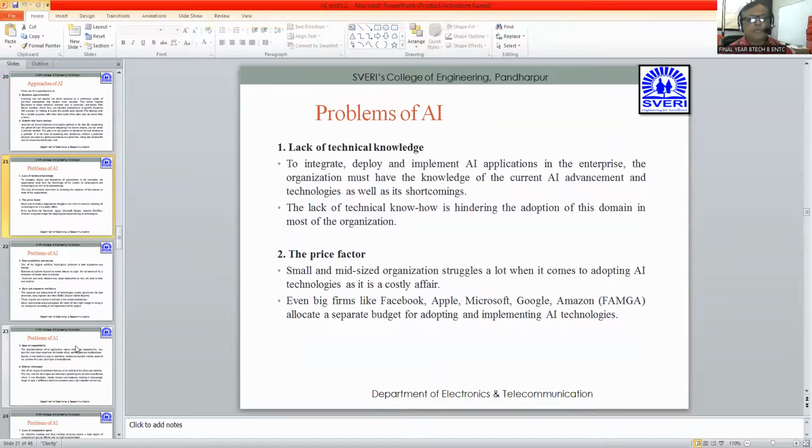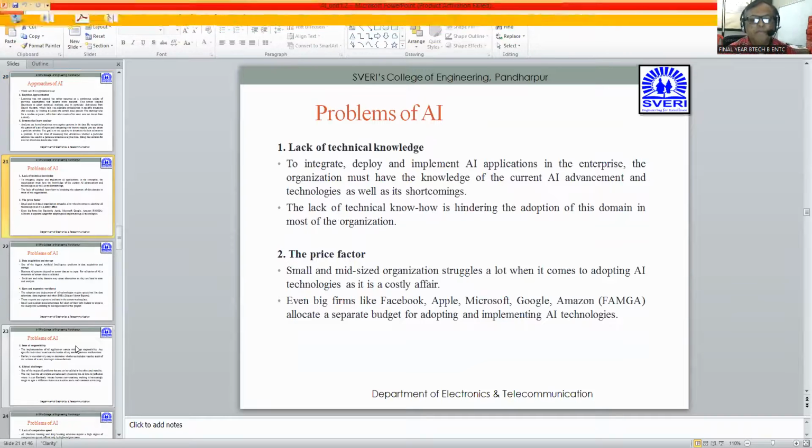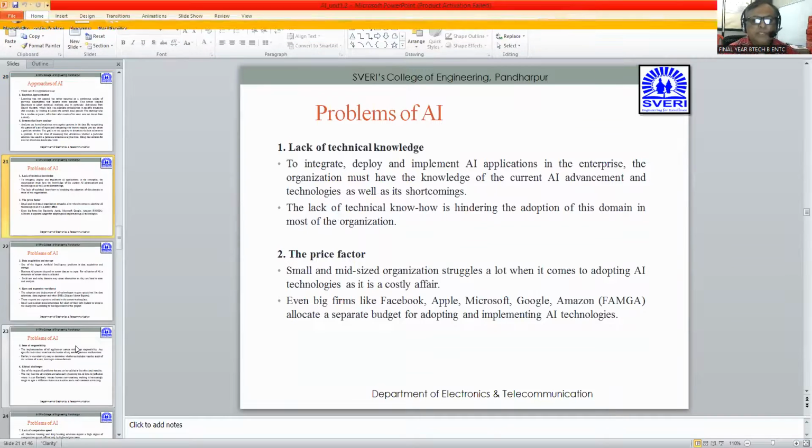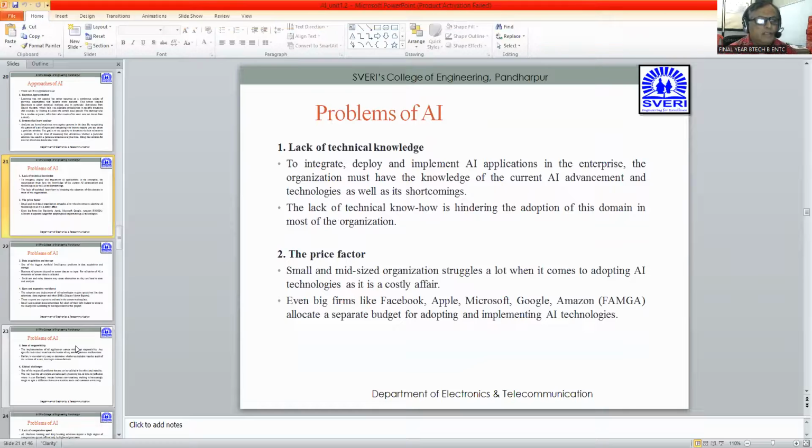Now we'll go to the problems of AI. As we have been seeing the foundation, the scope, the approaches, and the techniques of AI, it's not necessary that everything is good. There will be some problems of AI also. So what are the problems of AI?